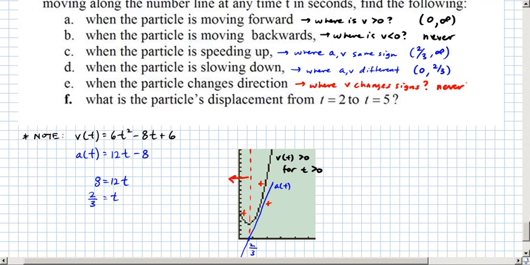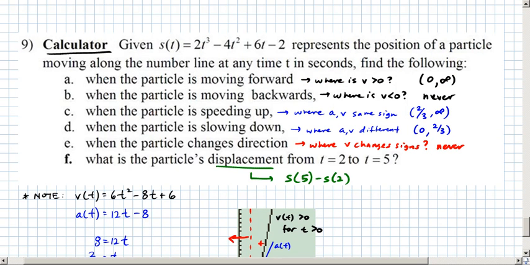Alright, and then finally, to figure out the displacement, you're going to do the position function evaluated at 5 minus the position function evaluated at 2. If you put these two values in, you're going to get 178 for s of 5, and you're going to get 10 for s of 2, which comes out to be 168.